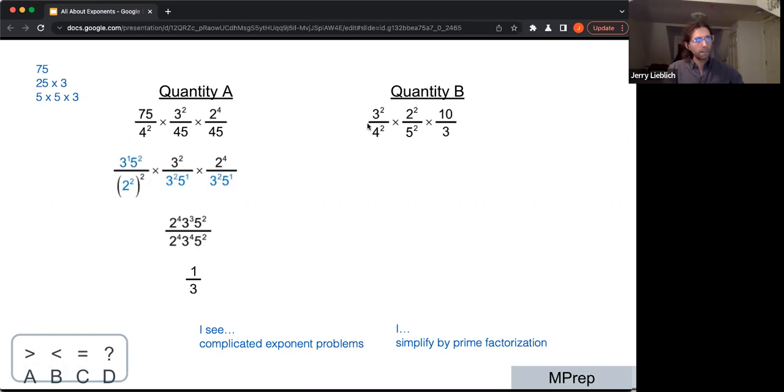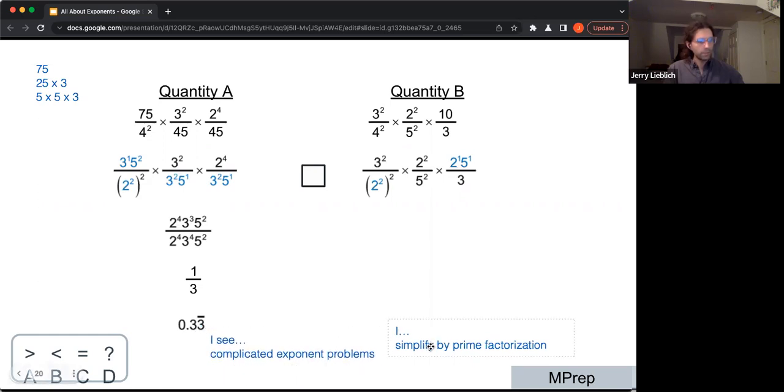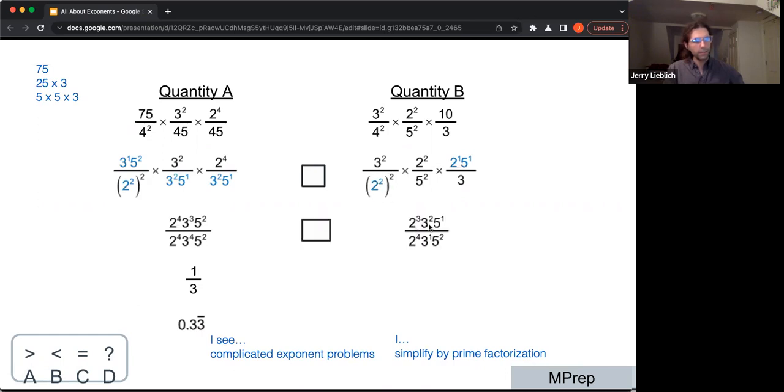Let's now look on the right. Again, I want to try to prime factorize. So I'm going to change that 10 to 5 times 2. And I'm going to change that 4 to 2 squared. Doing that, now I'm dealing with all of these nice same bases. I can do the same thing I did over here. Combine my 2s over here and activate this exponent over here. So I get 2 cubed, 3 squared, 5 to the first over 2 to the 4th, 3 to the first, 5 squared. Now I've got to do a little bit of canceling.